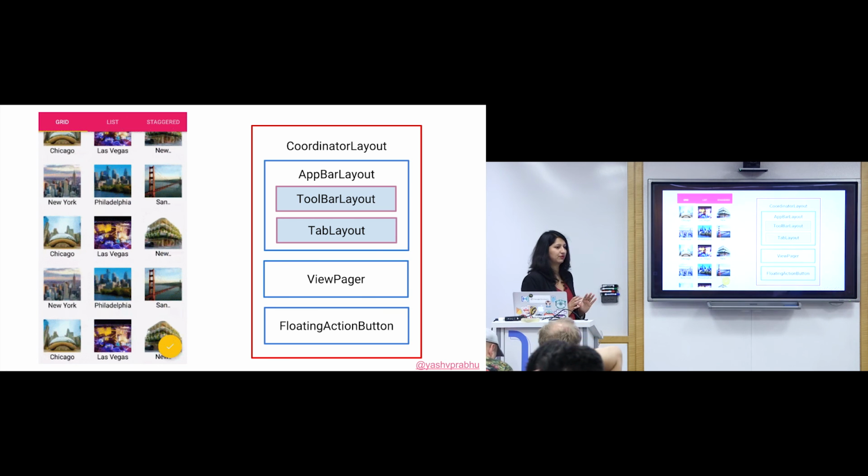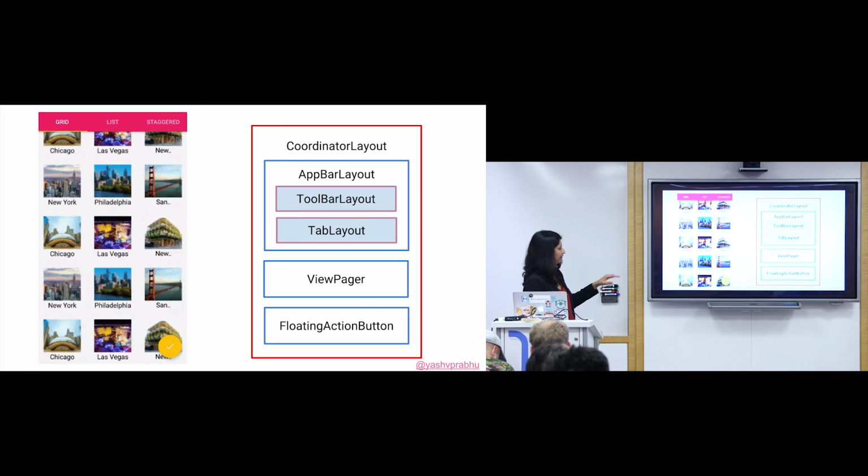So to do all of this, we use a supercharged frame layout called coordinator layout. And this layout basically coordinates all the dependencies within its child views. So for this coordinator layout, you have an app bar layout right on the top, which controls the toolbar layout and tab layout. And then you have the view pager. The view pager is the one which has 3 views, one for grid, list, and staggered.